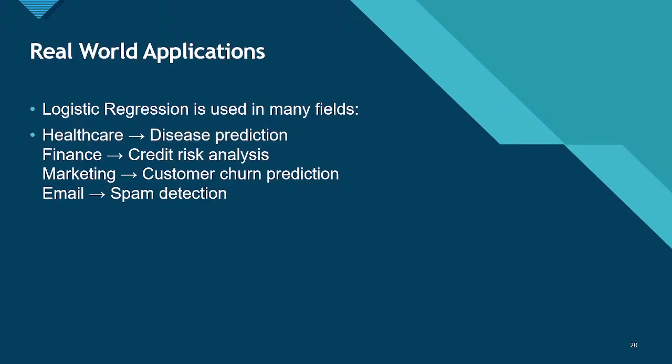And the fourth one is spam detection, email spam detection. Logistic regression can classify emails as spam or not spam. It analyzes features like sender, keywords, and email frequency, helping keep inboxes clean and reducing security risks. Key point: logistic regression is a simple algorithm, extremely powerful and widely used in real-world decision making across industries.